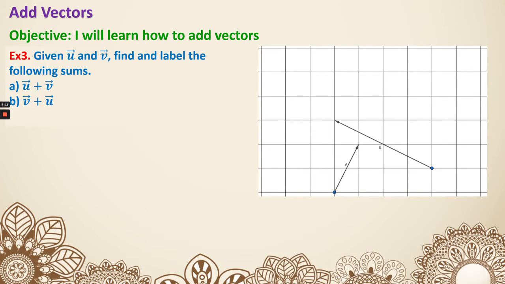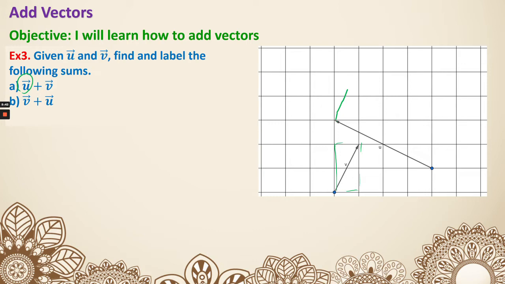Next, example 3. We have our u and our v. It is asking to find and label the following sum. So for A, we have u plus v. Since we are starting with a u, we are going to keep the u here. We are going to move our v. Our v is basically inside this 1/2 rectangle, so we're going to move it right here so it's connected.